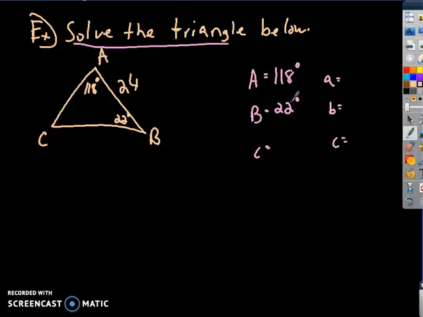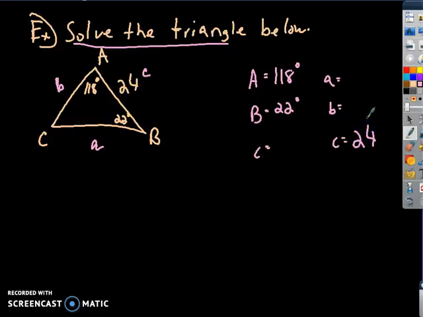And I know that this is lowercase a, this is lowercase b, so this must be lowercase c. Why? Because they're opposite the angles. So this is capital B, this has to be lowercase b. That's capital A, this has to be lowercase a. That's capital C, that has to be lowercase c. So I know lowercase c is 24.